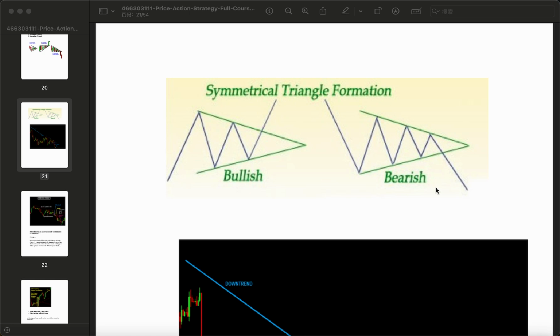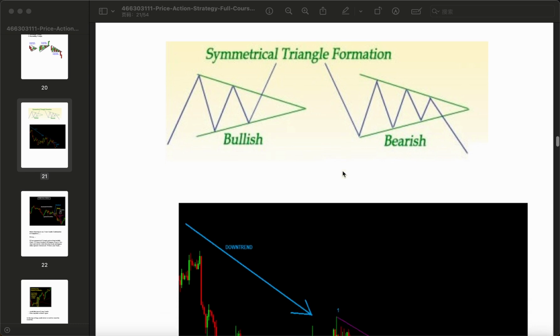So today this is part 4 of the price action course. Today we will learn about triangles. We'll learn about different patterns of triangle and its formation. So let's start. Okay, so we can see here there are two symmetrical triangle formations.